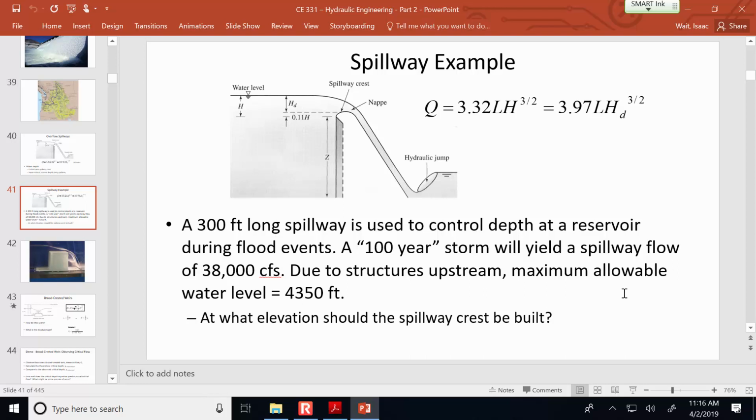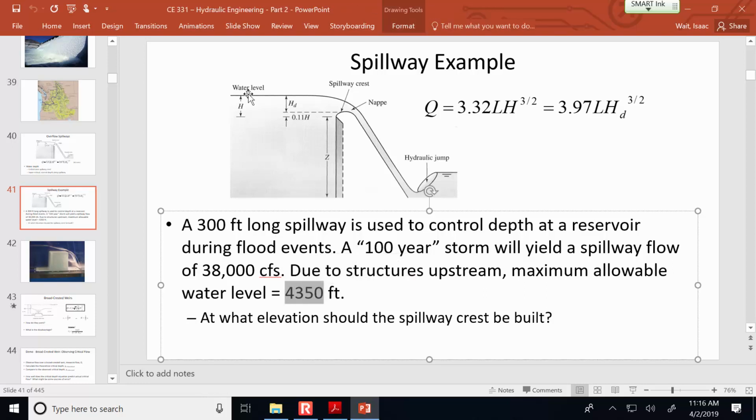So what we're doing is we're solving for h sub d with a given flow rate of 38,000, a given weir length of 300 feet, and then once we find h sub d, we can subtract that from the given elevation of 4,350. So 4,350 is the water level. We want to find out how far below that the spillway crest should be built.